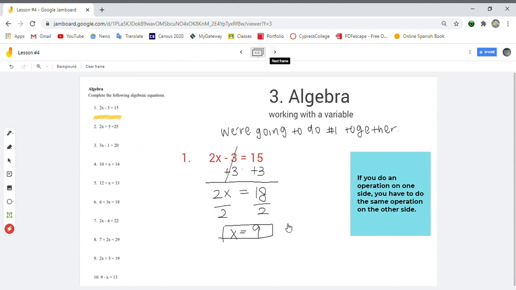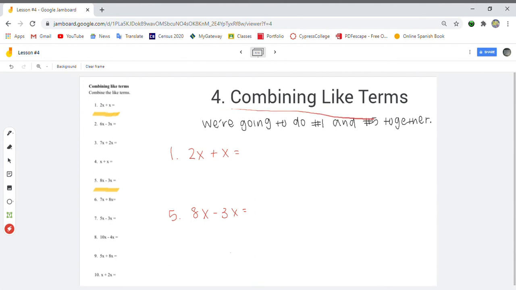And make sure to follow this hint whenever you do the other problems as well. And our next topic is number 4, combining like terms. And we're going to do number 1 and number 5 together. So number 1, if you look over here, is 2x plus x. And when combining like terms, you have to make sure that your variables are matching. And over here, we can see that x and x are matching together, so that's perfect. So we can combine like terms.